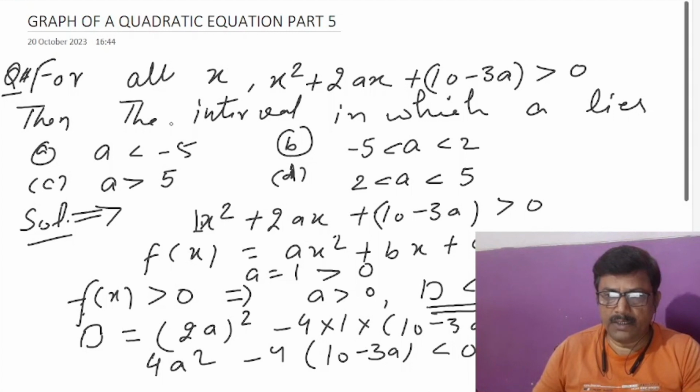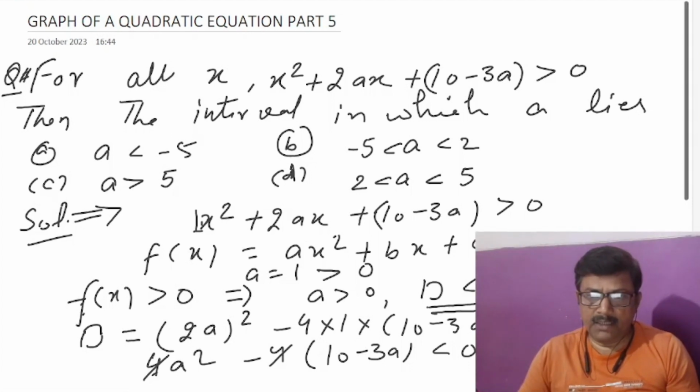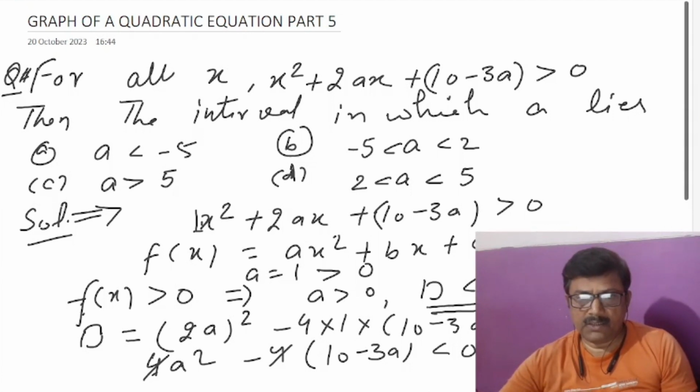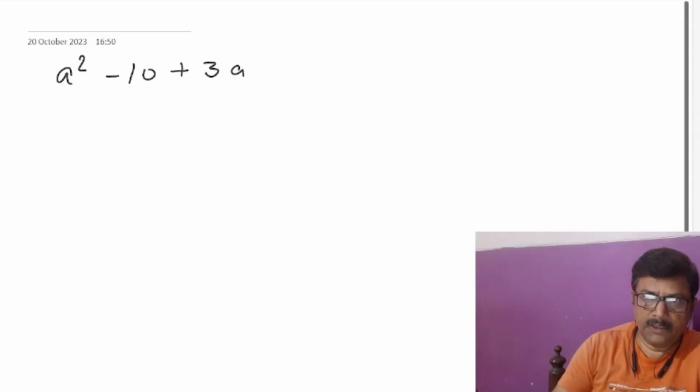Divide the whole inequality by 4. Now open the bracket. Now I will take the next page. So a square minus 10 plus 3a, open the bracket: a square minus 10 plus 3a is less than 0. Okay. Now I will write a square plus 3a minus 10 less than 0.